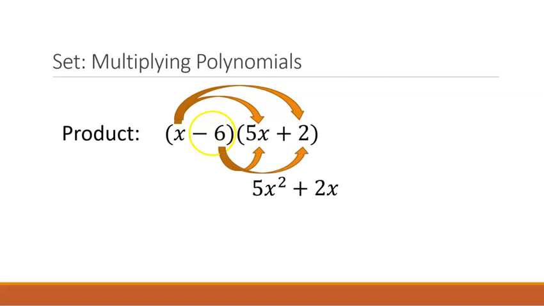In this case, a negative 6 will be distributed to the terms in the second set of parentheses. After combining like terms, which are the middle two terms in this case, the final answer to this product is 5x squared minus 28x minus 12.